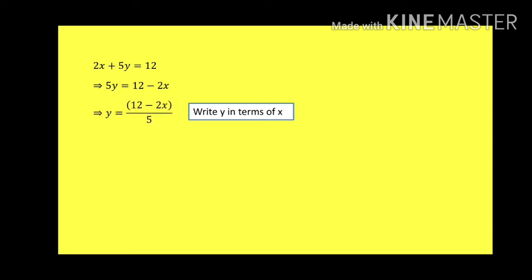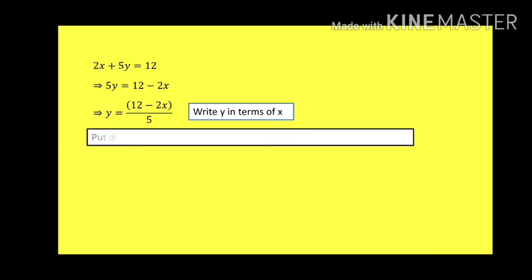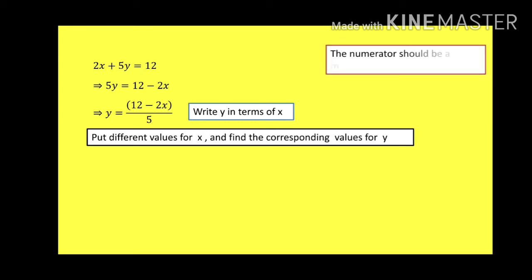Moving on to the second equation. The second equation says 2x plus 5y equals 12. So 5y will be 12 minus 2x. Here also the same thing, we have to write y in terms of x. So y can be written as (12 minus 2x) by 5. Now here we see that we get a fraction. So we have to put different values of x and get the value of y. Here we have to remember that the numerator should be a multiple of the denominator. Then only it will be easy to plot the points.